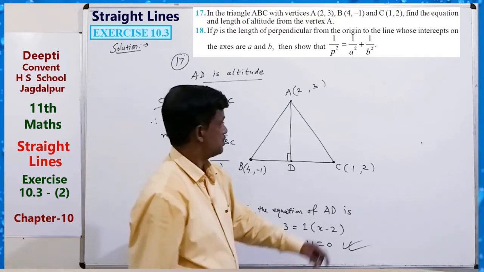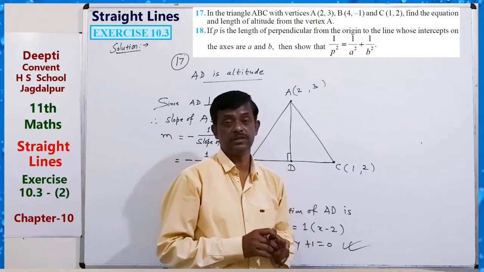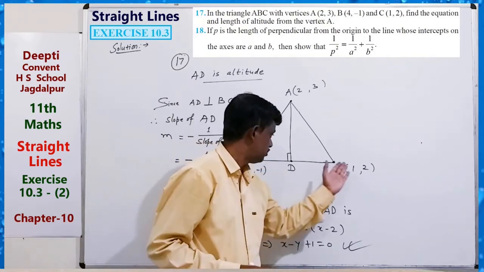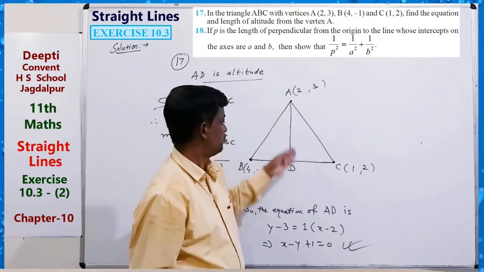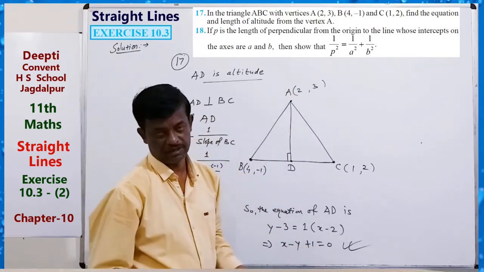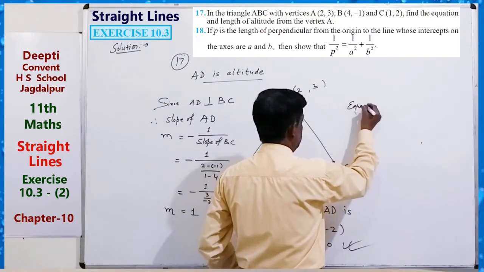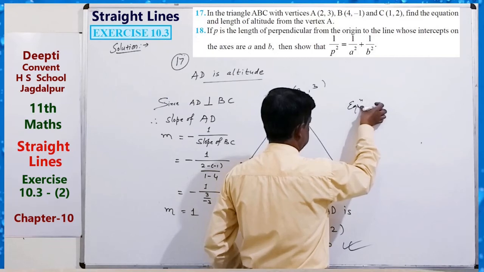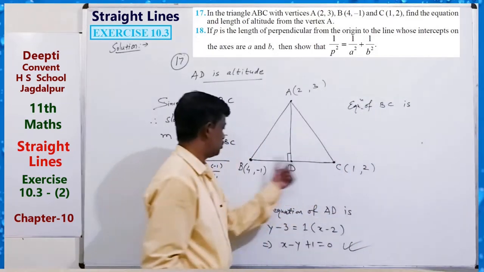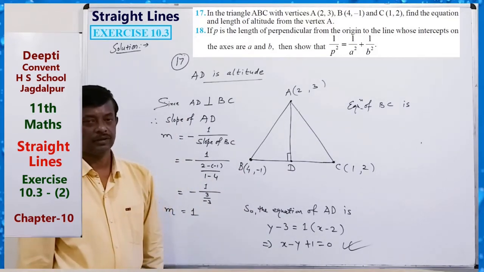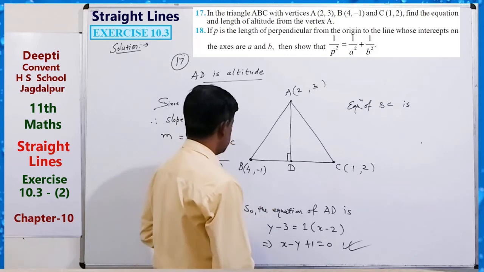Now, the perpendicular distance, the length of this. For finding the length of this, just find the equation of BC and the distance of this point from that line. We can find it. So, the equation of BC: BC is passing through 2 points. So, 2-point formula.